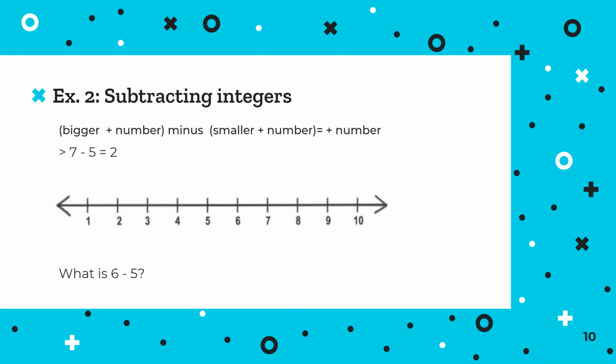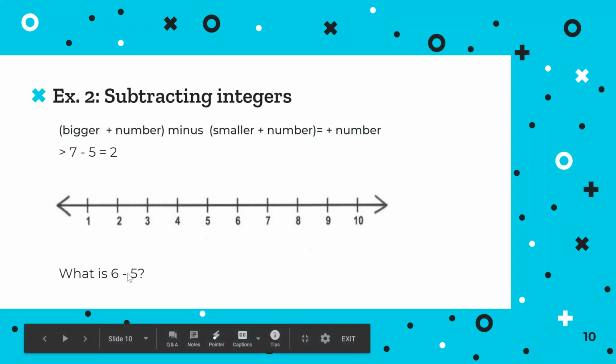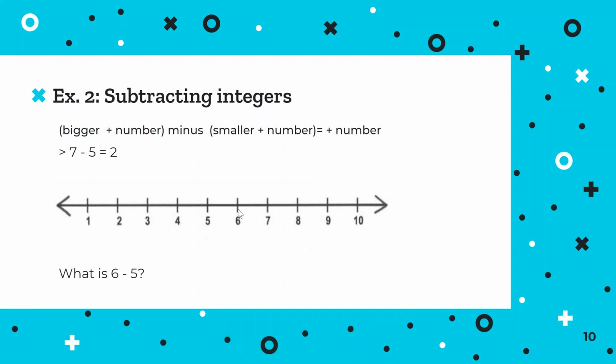So we have something like 7 minus 5 equals 2, and we can easily show this on the number line because 7, we start at the 7, and we move to the left 5 times. So it will be 1, 2, 3, 4, 5, which will give you 2. So now that we know that, what is 6 minus 5? So 6 minus 5, we would start at 6. We go left 5. 1, 2, 3, 4, 5. And we get 1. So 1 is our answer for this question.